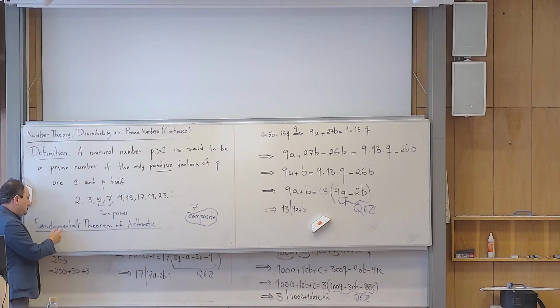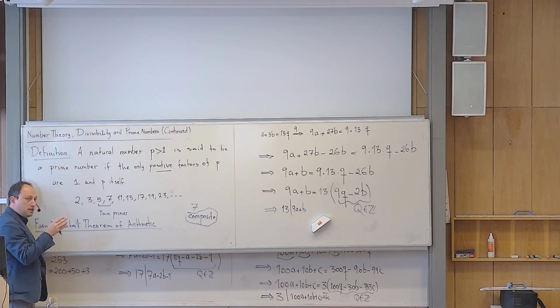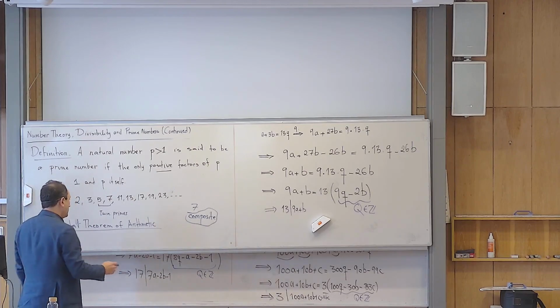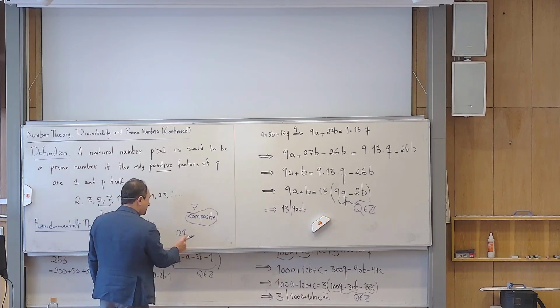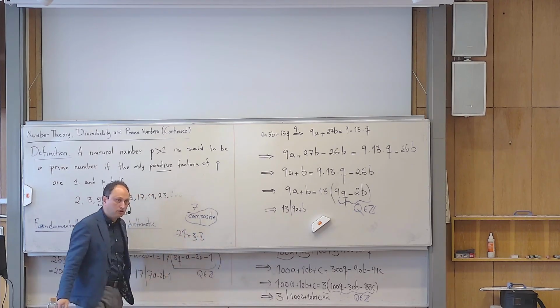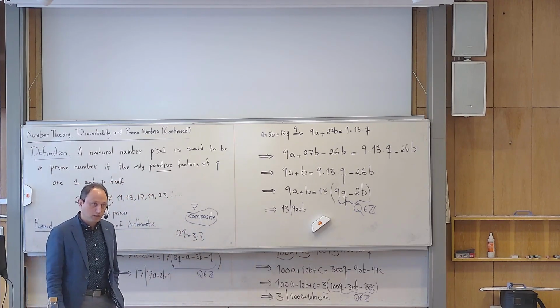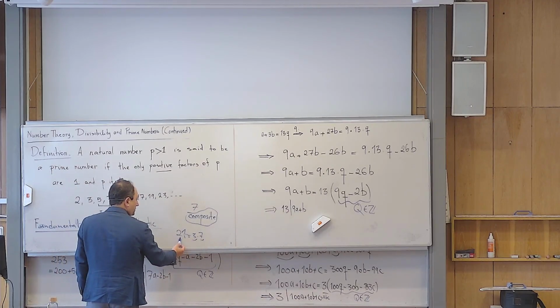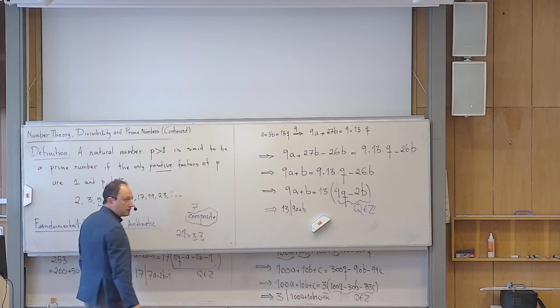Okay, so what is the content of this theorem? This theorem tells you that any natural number that you pick greater than 1 is itself a prime, or if it is not a prime, it can always be written as the product of prime numbers. For example, 21 itself is not a prime number, but I can write it as 3 times 7, and 3 and 7 are prime numbers. This is called the factorization of 21 into prime factors.